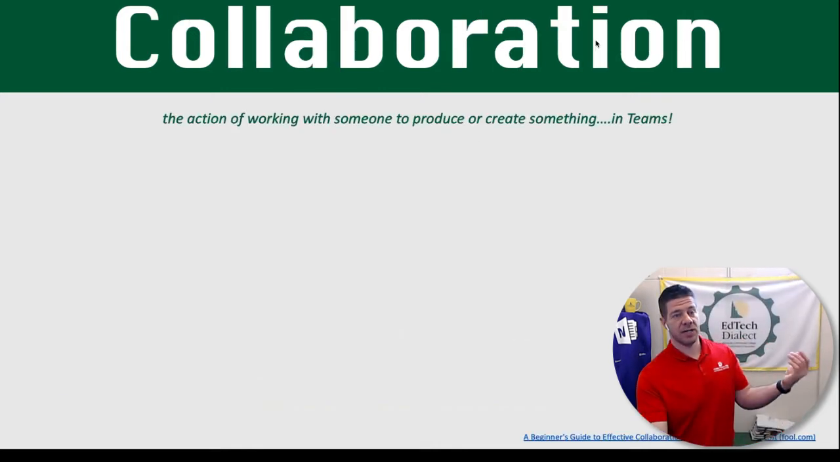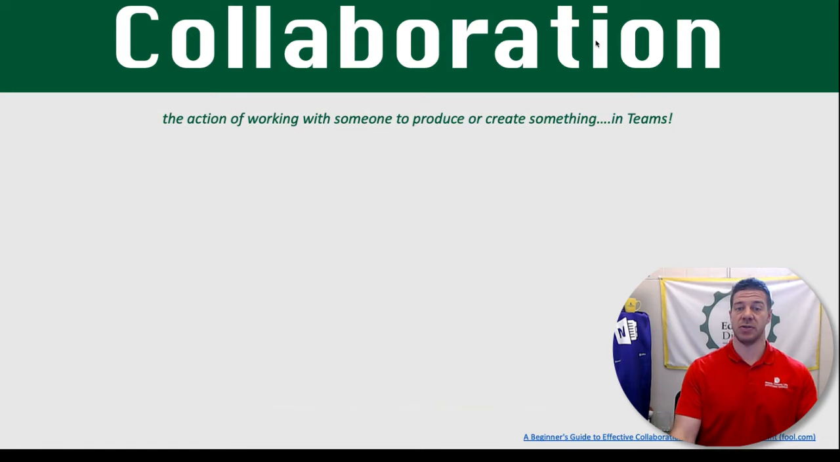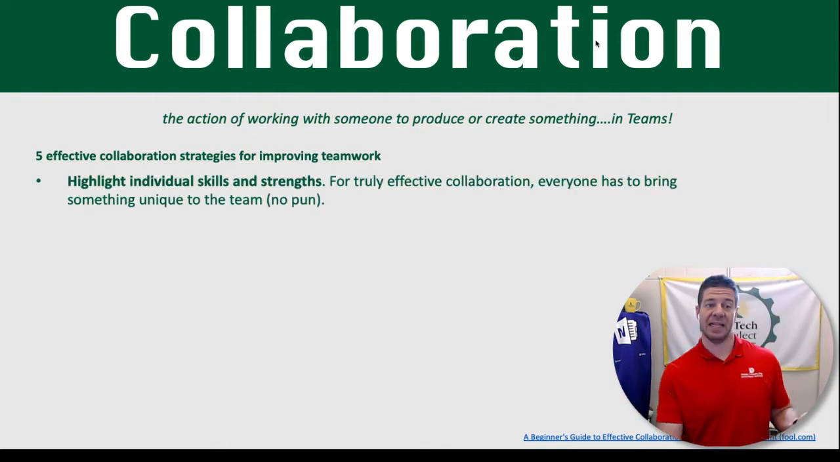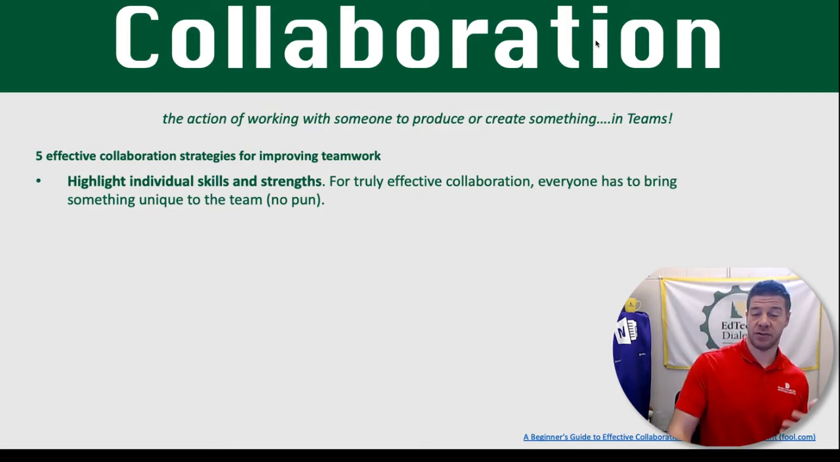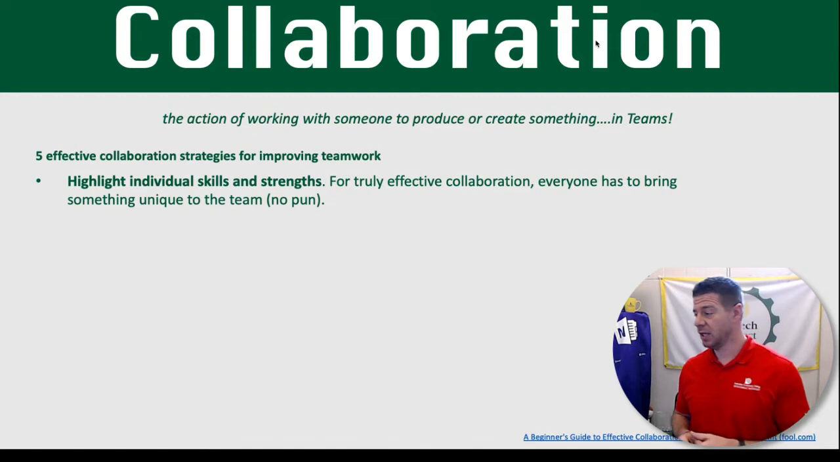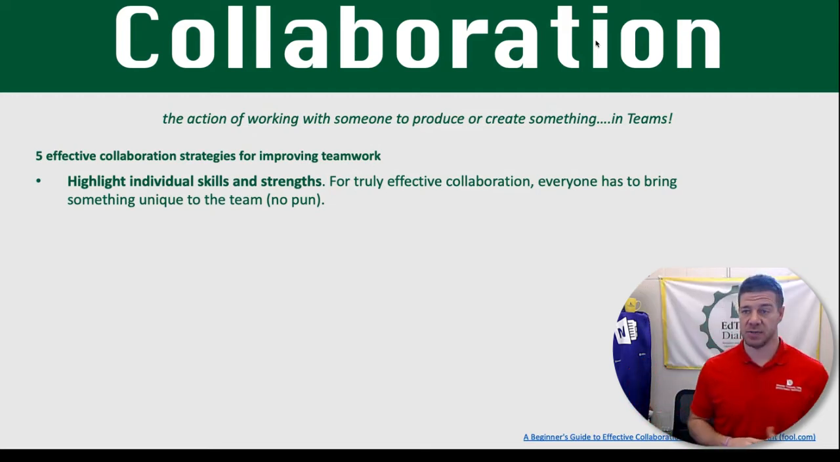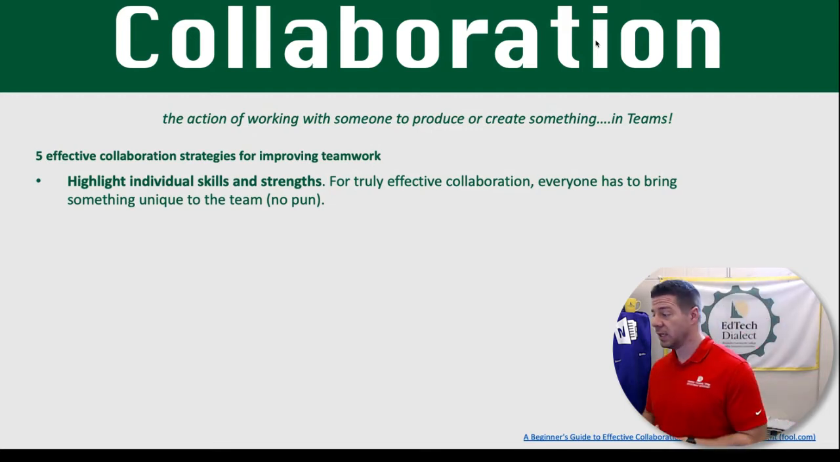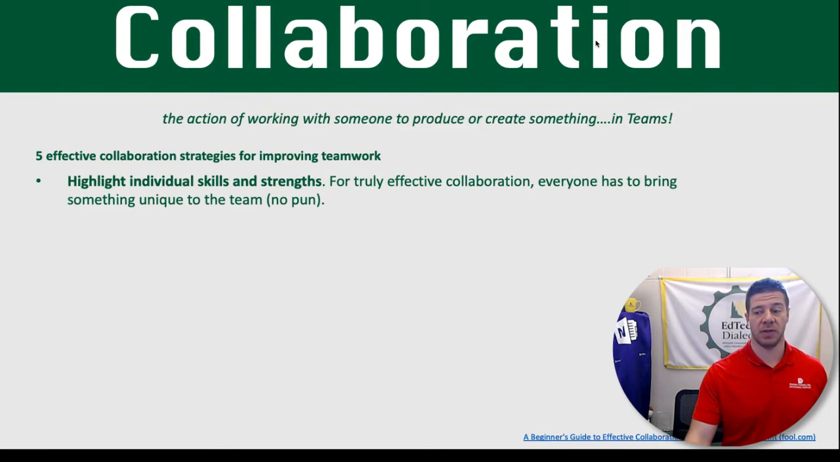So what is collaboration? Collaboration is the action of working with someone to produce or create something. And in this case, it's in teams. Bigger picture, it might be the result of working in teams and what you accomplish from a problem solving perspective, or moving through your course objectives in your learning environments. So, five effective collaboration strategies for improving teamwork. One of them is to highlight individual skills and strengths. For truly effective collaboration, everyone has to bring something unique to the team. You might think of that in terms of the work that you do within groups, pair sharing, peer review. Teams can obviously work to support that.